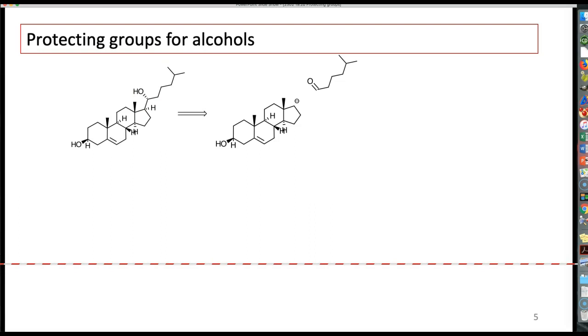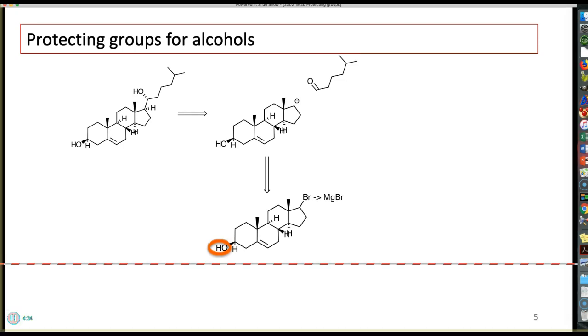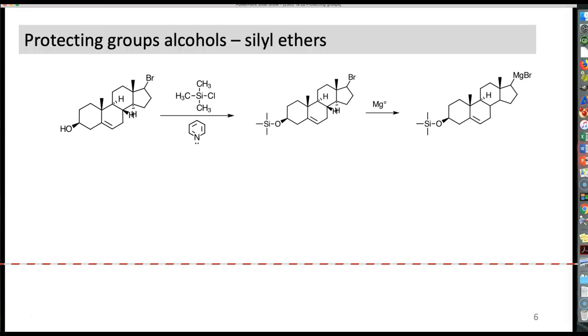So if I do that disconnection, it's pretty straightforward. I just basically have to go use my Grignard chemistry, and all is well. But you can see we're going to run into the exact same problem we did before. I can't make a Grignard in the presence of that acidic hydrogen on the hydroxyl group. So, again, I'm sunk. But no, I'm not sunk at all if I protect my alcohol first. So that's exactly what's happening here.